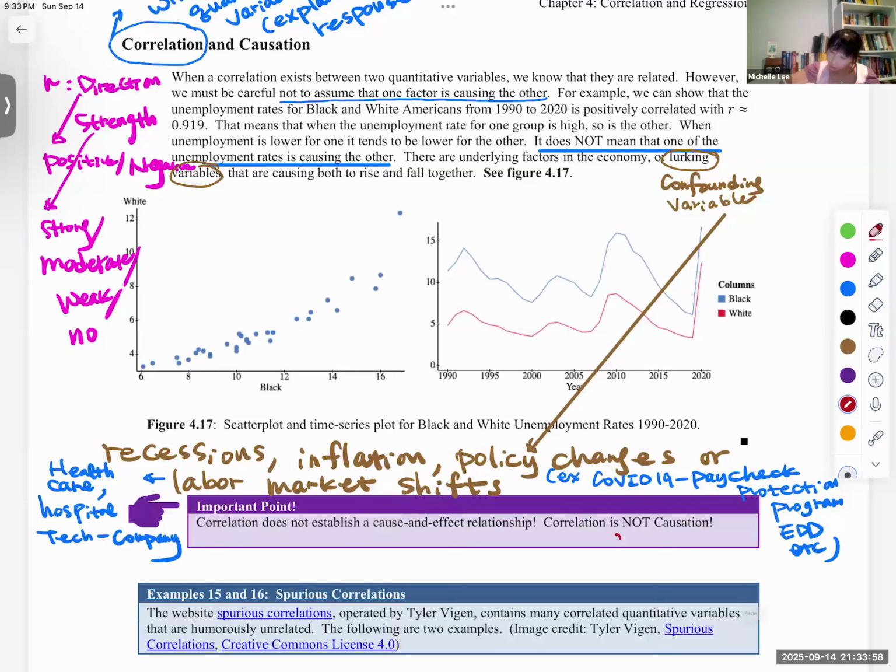Okay, so we are done for this section. So let us talk about the next section next time, 4.2 about the regression. All right.